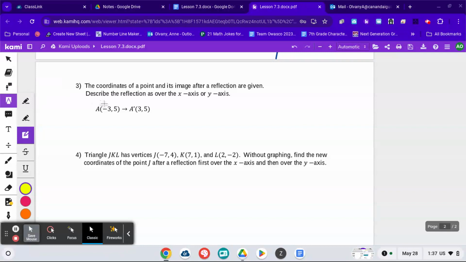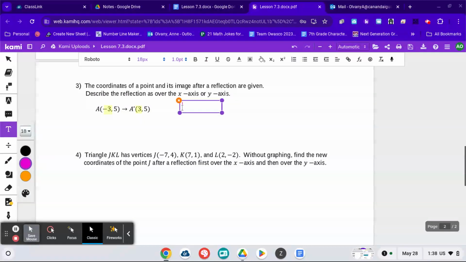All right. So my x is -3. Here it's +3. So my x changed. That did not stay the same. But the y was 5. So that tells me this is a reflection over the y-axis. The y stayed the same.